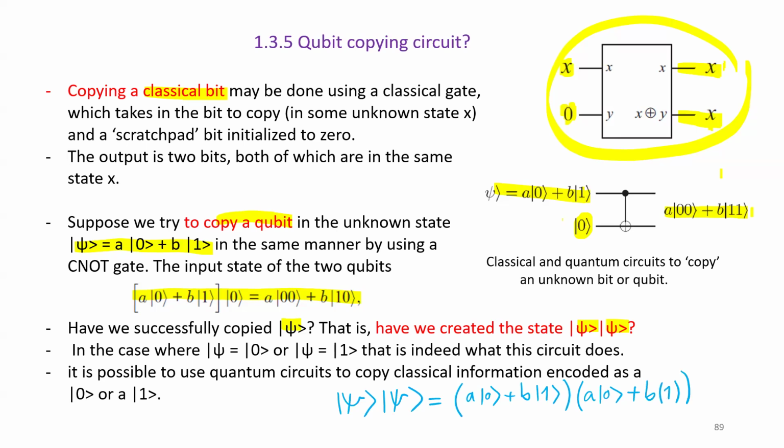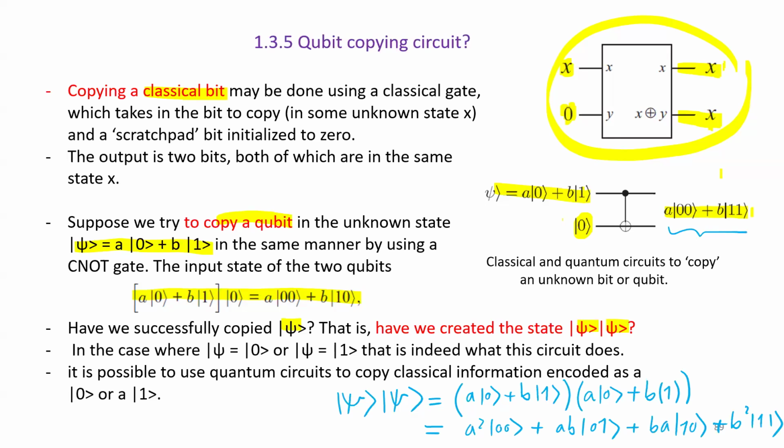So I should get basically A times A is like A squared 0, 0 plus AB 0, 1, right? And then here BA 1, 0 plus B squared 1, 1. So what we have is 0, 0, 0, 1, 1. But we didn't get that. This is what we got.